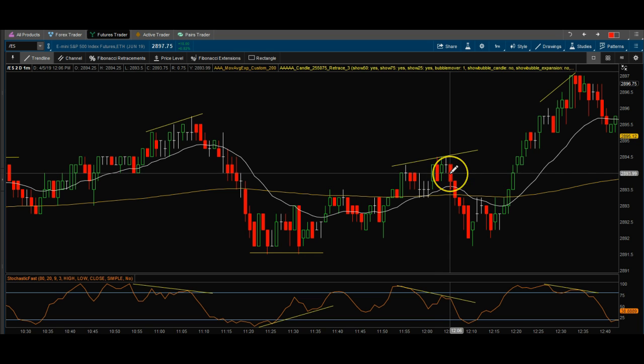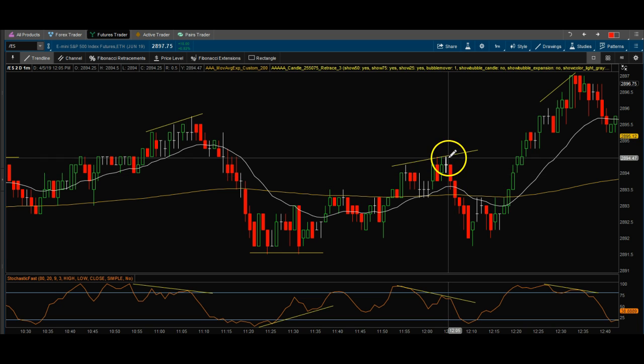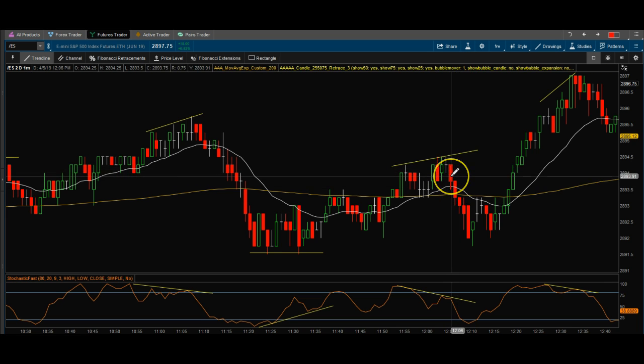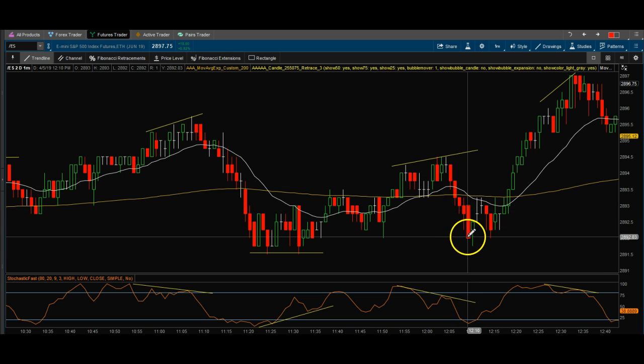So right here, the low was 94. Your entry would be 93.75. Your stop would be 94.75. That's 1 point of risk, and you would have gotten your 2 ticks very quickly, and even more if you had multiple contracts or you want to hold it longer.